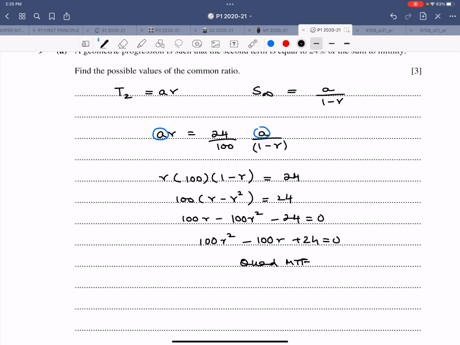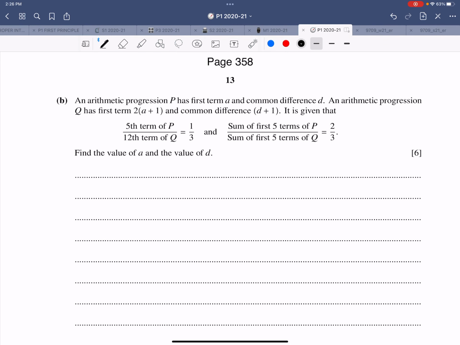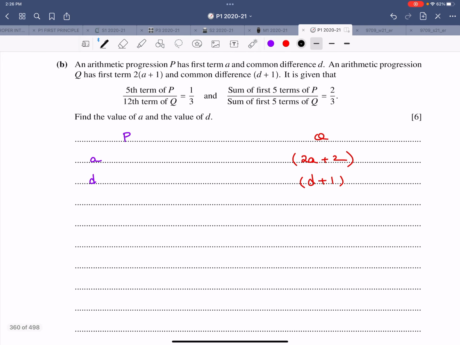Next part. An arithmetic progression P has a first term A, common difference D. So there is a progression P, both are arithmetic, and there is a progression Q. So what about P? The first term is A, common difference is D. What about Q? The first term is 2A + 2, and common difference is D + 1. It's a simple O-level maths.